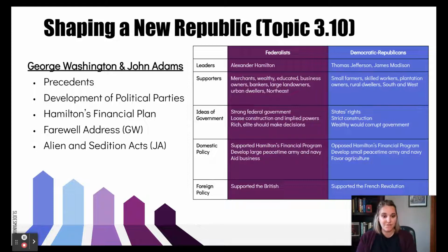Hamilton's financial plan is another thing you should be aware of. As we mentioned, under the Articles of Confederation there were major financial issues. So Hamilton's financial plan is this idea to deal with these issues.